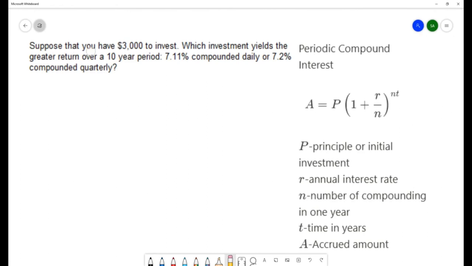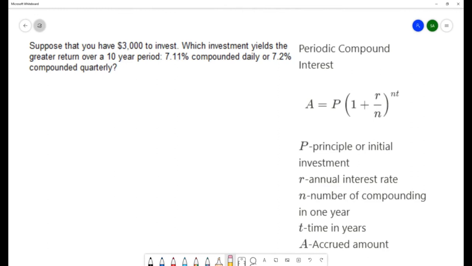Suppose that you have $3,000 to invest. Which investment yields the greater return over a 10-year period? 7.11% compounded daily or 7.2% compounded quarterly?